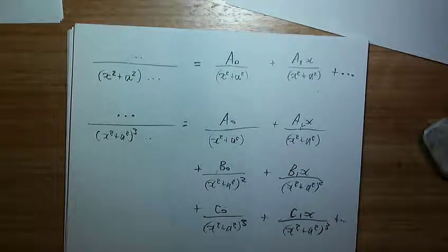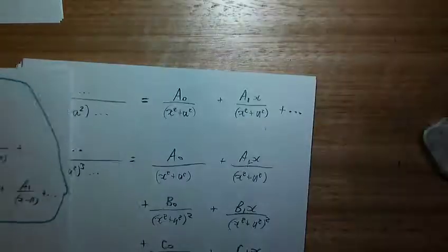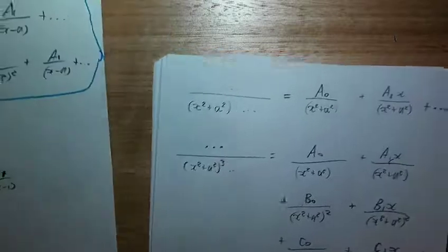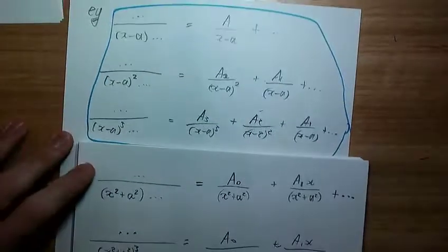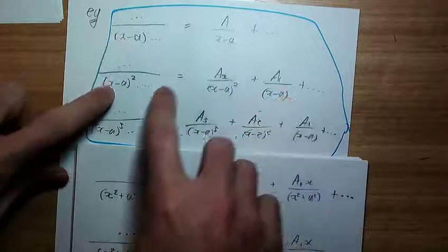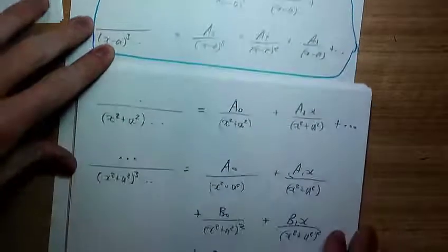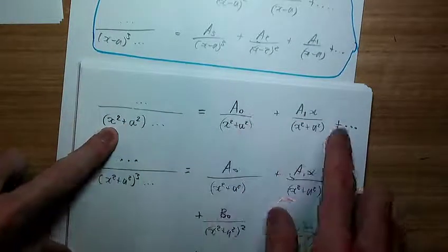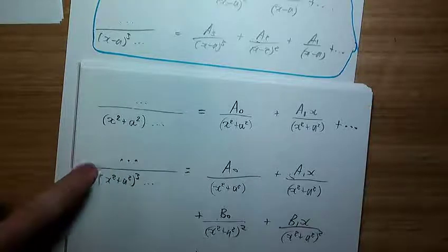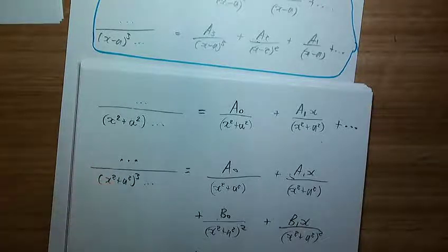So what happens is that the linear terms produce one term for each power, but the quadratic terms produce twice as many. Back here, can we fit it all on one screen? This single linear term produced 1, this double linear term produced 2, this triple linear term produced 3, but here the single quadratic term produced 2, the double quadratic term would produce 4, the triple quadratic term would produce 6. It's always twice as many.